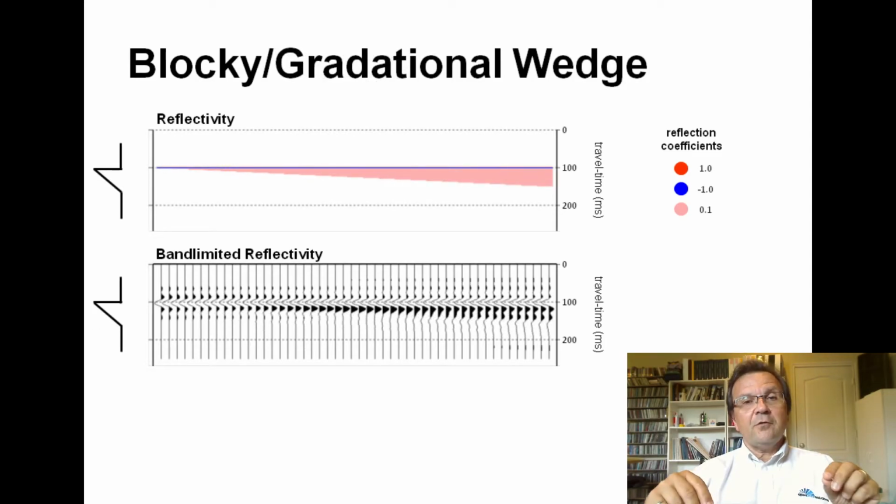In the second wedge model, that is the Blocky gradational wedge model, all samples within the wedge contain a reflectivity spike equal to amplitude of +0.1. Each trace also contains a reflectivity spike of amplitude -1 located at the top of the wedge. All samples outside the wedge contain 0 amplitude.